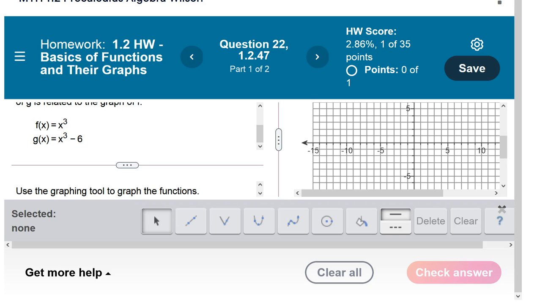Folks, I want to do a quick tutorial and help you with one of the homework problems that can be kind of challenging in section 1.2. This is currently problem 22. I'm not going to promise you that it's your 22.